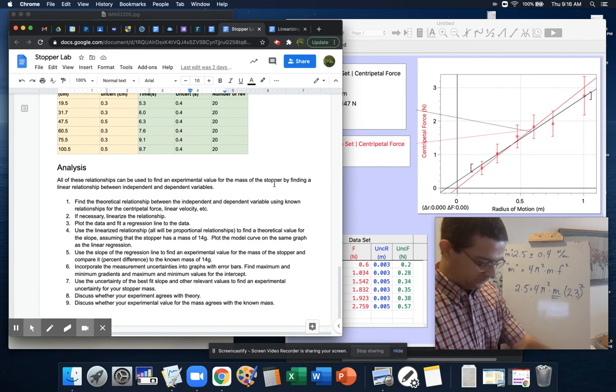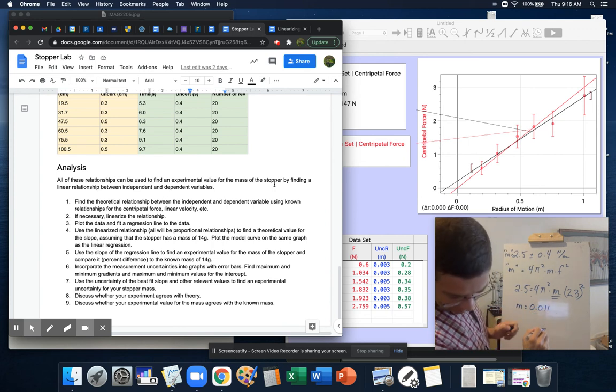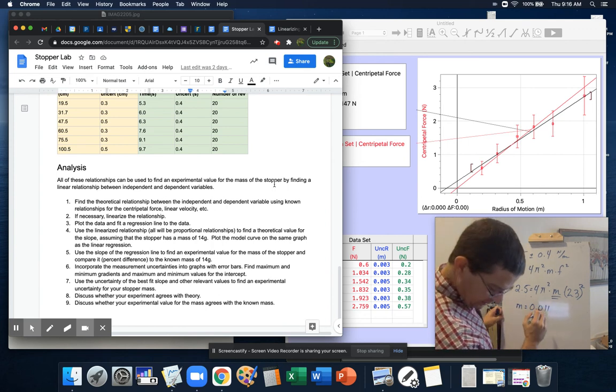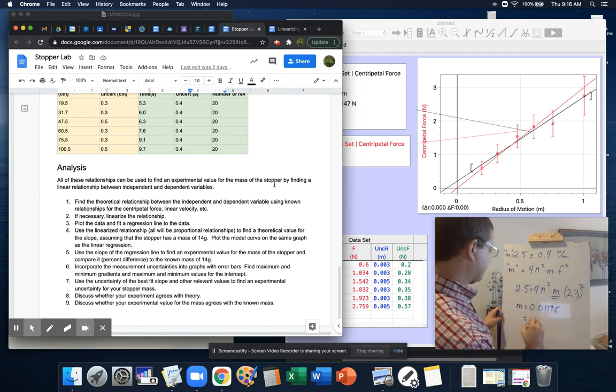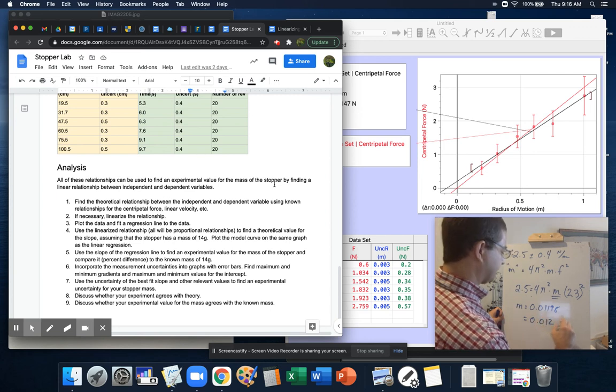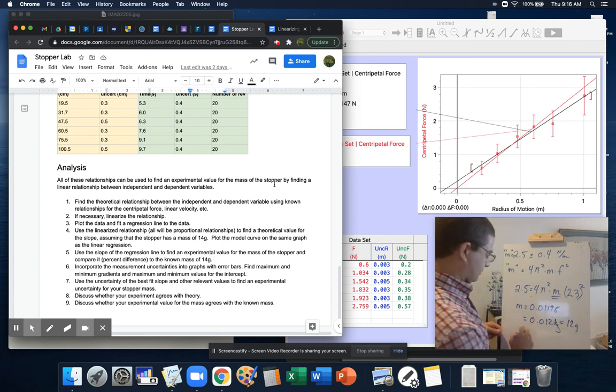And I get m is equal to 0.01198, which with significant figures, I'm going to round to 0.012, which is the same thing. So that's going to be in kilograms. And so that's the same thing as 12 grams, which is not quite the same as 14 grams.